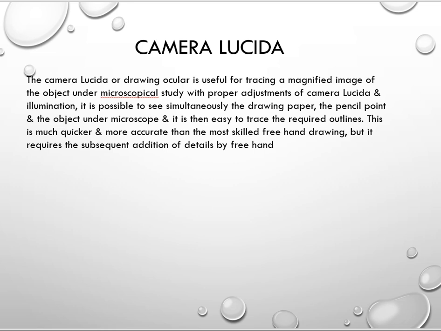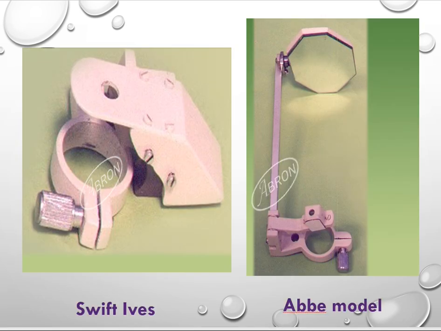It is just tracing of a magnified image, like you are seeing that image in this. We attach it to the eyepiece and fix it, and it should be parallel to the eyepiece. When we look from here, the image appears magnified on the glass, and through this camera lucida we can draw it. You will see the magnified image, but your hand will be seen drawing on the paper.